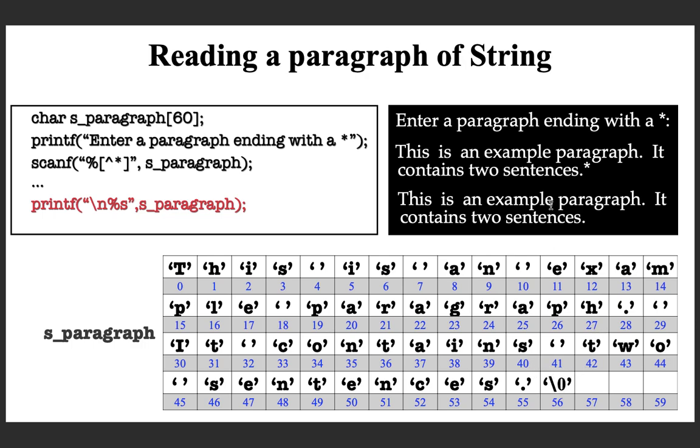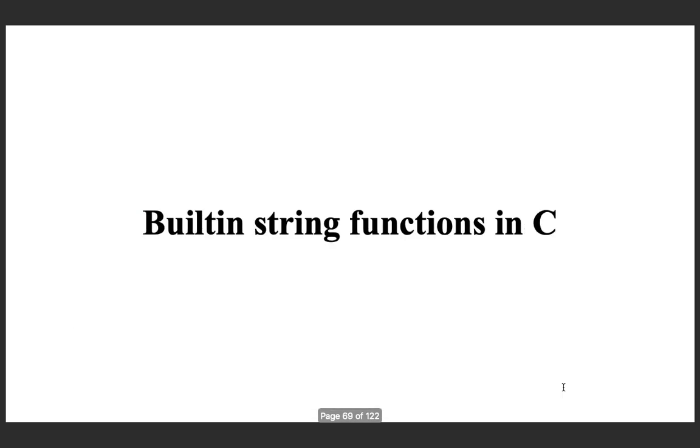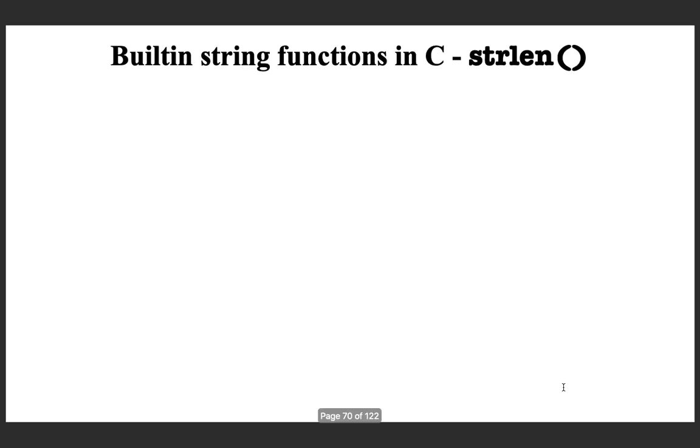So this is an example paragraph. It contains two sentences. Same thing, except the last character, which was replaced by \0. Now I hope you got enough information about formatted strings in C, and now we are going to see built-in string functions which are common.